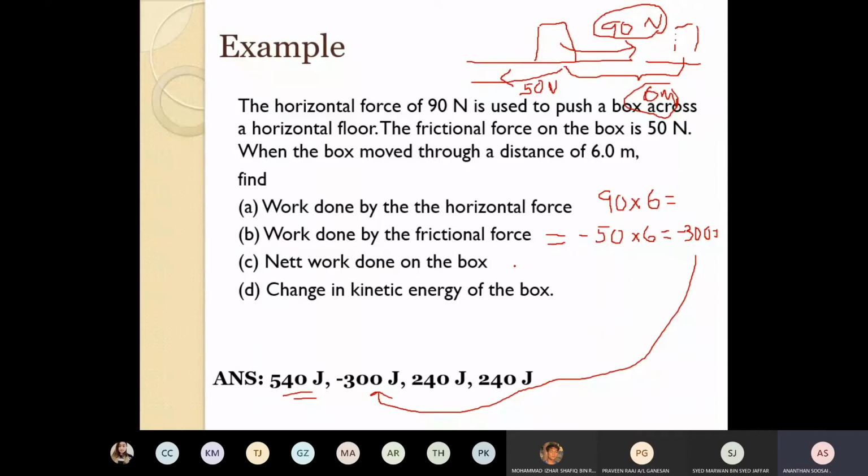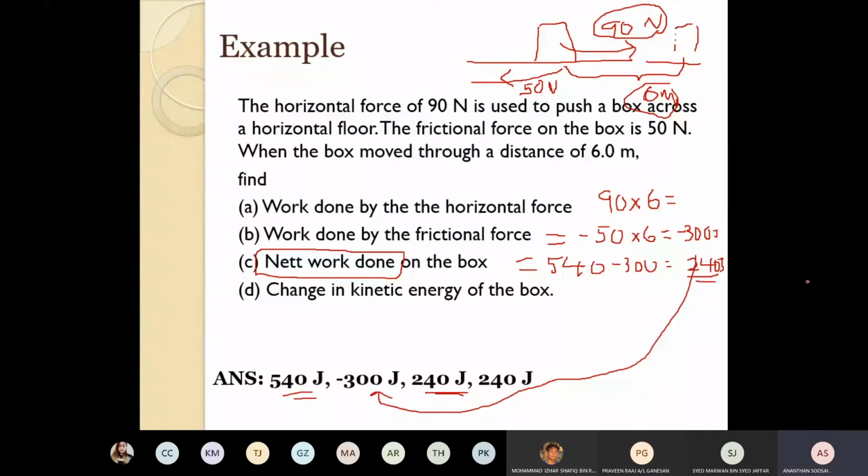So next, what is the net work done on the object? The 90 Newton of force did 540 joule of work, and friction did negative 300 joule. So the net work is 540 minus 300. That's the net work. So 240 joule. What is meant by net work? Net work done means the result. The 240 joule is the positive work done to the object.